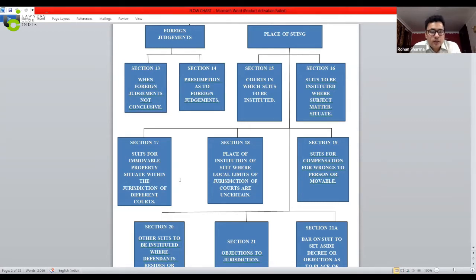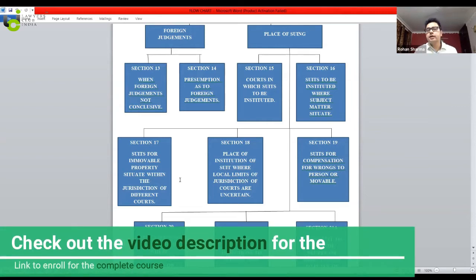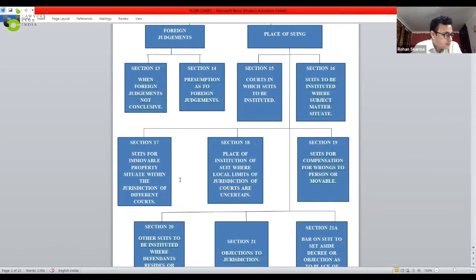Now, Section 18 talks about where the local limits of jurisdiction are uncertain. When these local limits of jurisdiction are uncertain, the first thing that you need to prove is that there is an uncertainty. If you're able to establish that uncertainty, and if the court is satisfied, then any of these two or more courts wherein there is an uncertainty can address the issue.